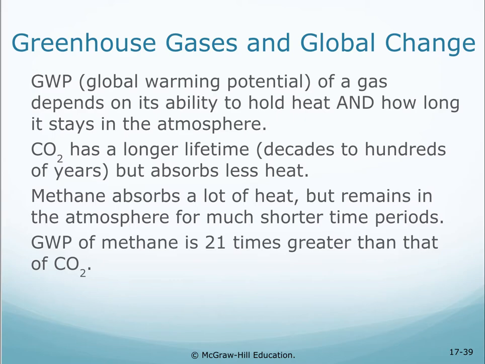The global warming potential of a gas depends on its ability to hold heat and how long it stays in the atmosphere. Carbon dioxide has a longer lifetime, decades to hundreds of years, but it absorbs less heat. Methane absorbs a lot of heat, but it remains in the atmosphere for much shorter time periods. The GWP of methane is 21 times greater than that of carbon dioxide.